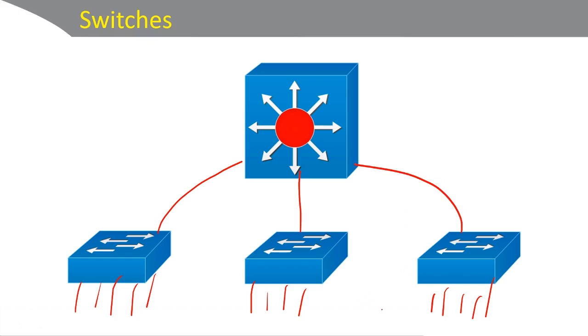So we have the star topology where computers are connected to a switch, and the switch is the central connecting device for those computers. But then we do this in a hierarchical fashion where each of these switches connects to a master switch. So that's very common. Let's take a look at a switch that I have here.